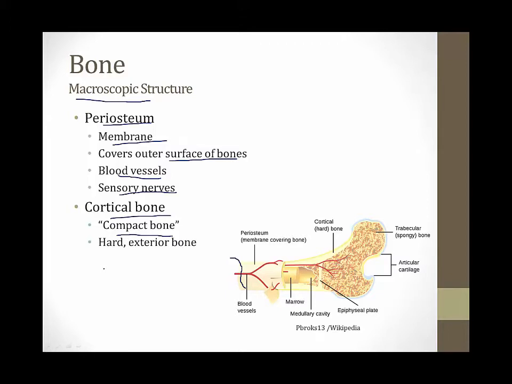Shell of anything is the cortex. For example, the cortex of the kidney is the outside of the kidney, and in the same manner, the cortex of the bone is this hard outer layer of bone that surrounds the entire bone. It's the hard exterior bone.